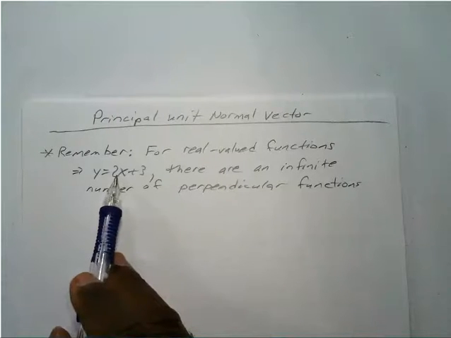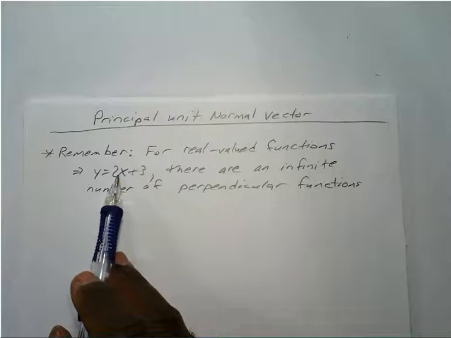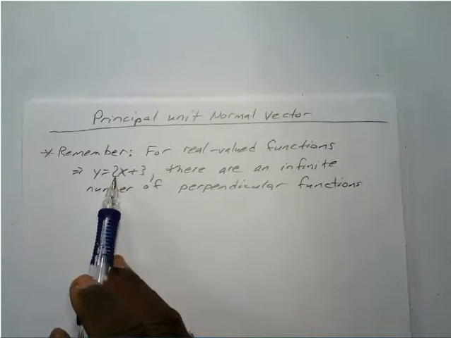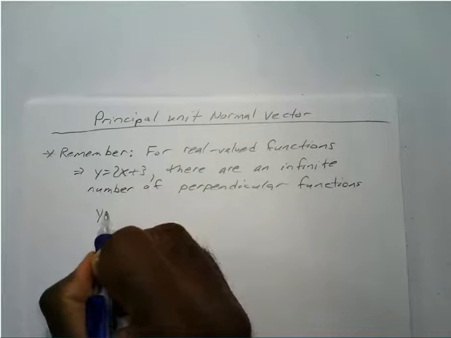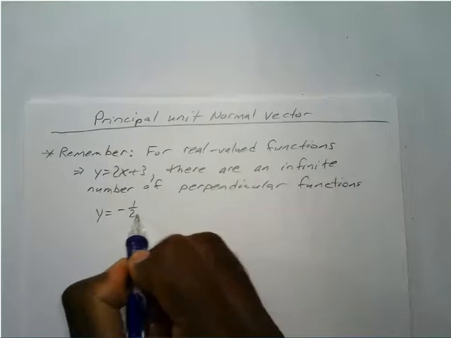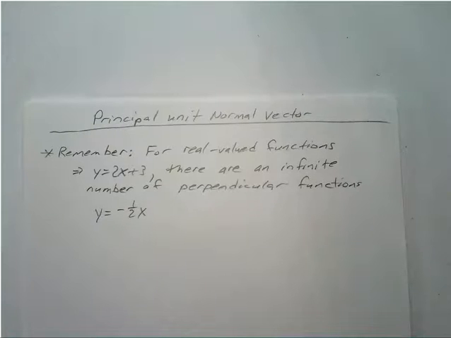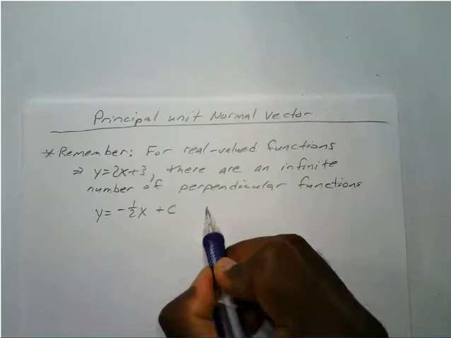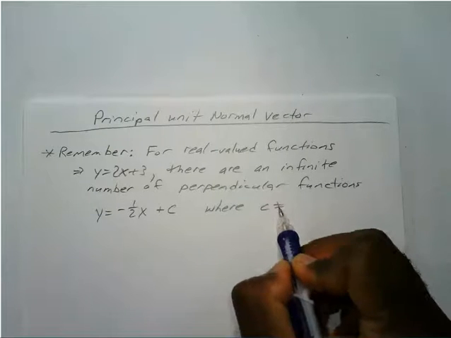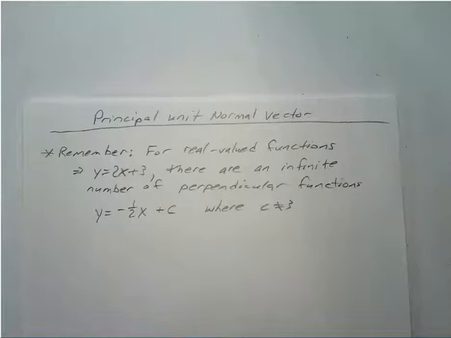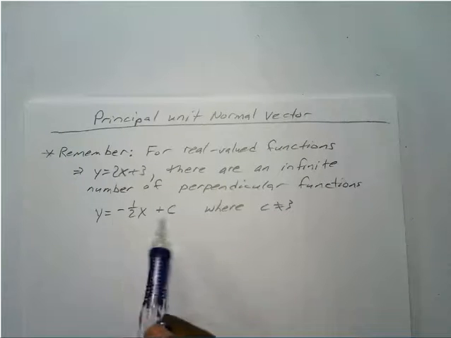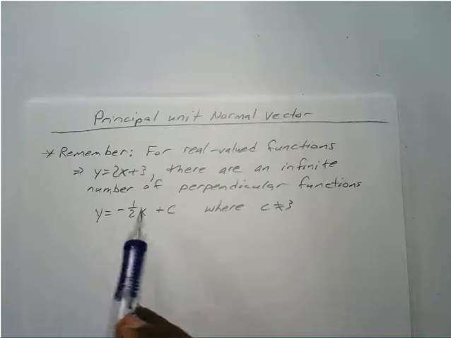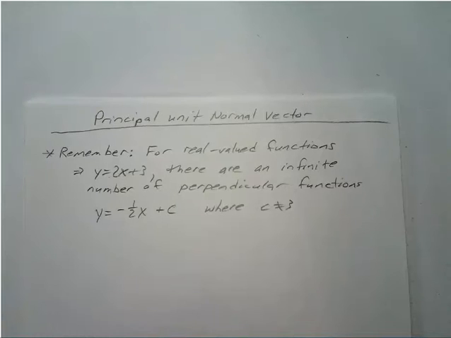Remember, for a real valued linear function, for another function to be perpendicular to it, the slope has to be a negative reciprocal. So you have y equals negative 1/2 x as your slope. The reason there are an infinite number of functions perpendicular to it is because you can have that plus c, as long as c does not equal 3. So you have an infinite number of perpendicular lines to this real valued function.